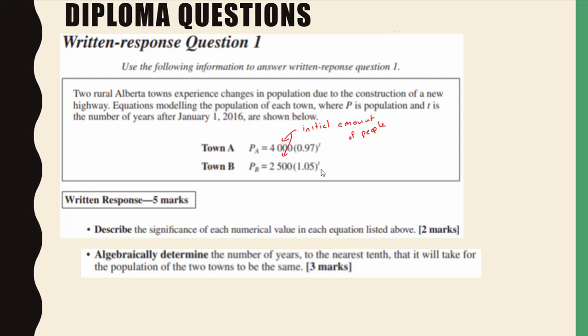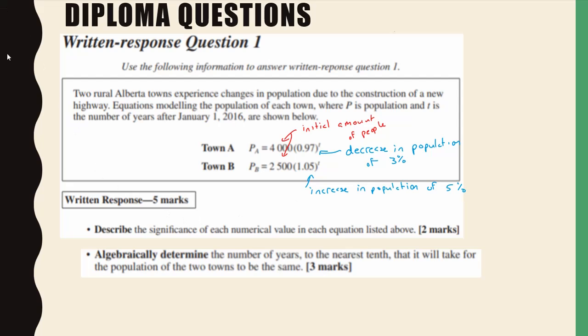Then we have to look inside. This 0.97, that's a base. That's the decay or decrease in population each year. So that's going to be our decrease in population of 3%. And then here, this is showing an increase in population of 5%.